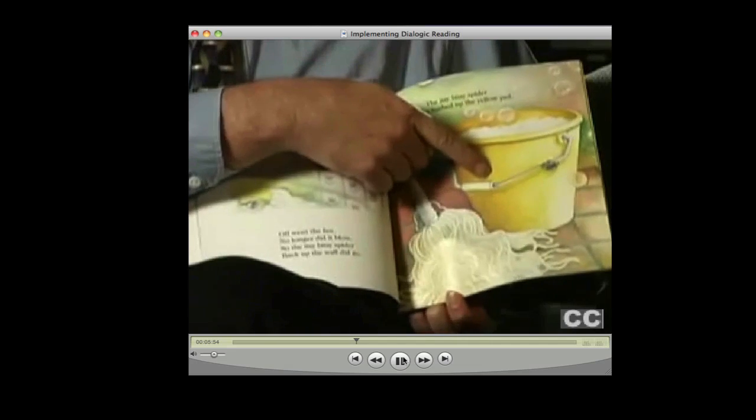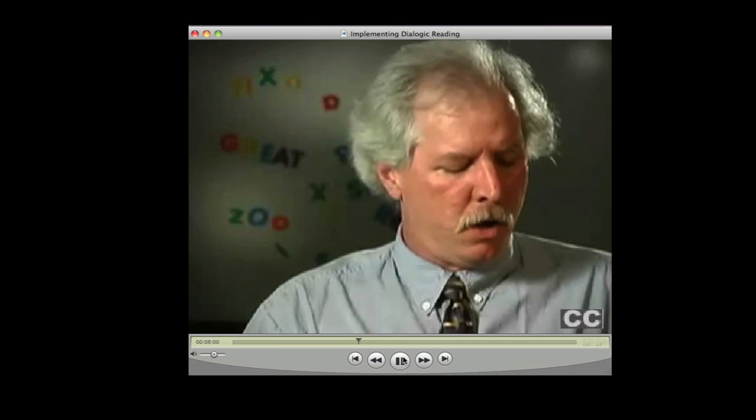So on this page, which I can no longer find, where it had the picture of the mop and the pail, the level 1 question might be, what's this a picture of? It's a pail. What color is it? It's yellow. What do you use a pail for? To carry water or to wash things?